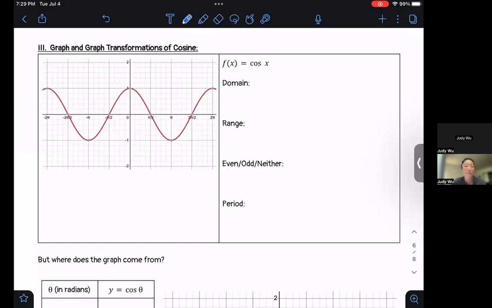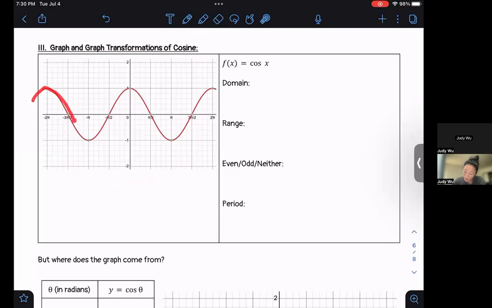6.1 video part 4. In this video, we're going to talk about graphs of cosine. We're going to do this in a very similar format to what we did for sine. Using Desmos, if you graph cosine, you'll get something like this. It looks a lot like sine, right? It has the waves, it goes up and down. So it's important that we know the difference between the two, okay?